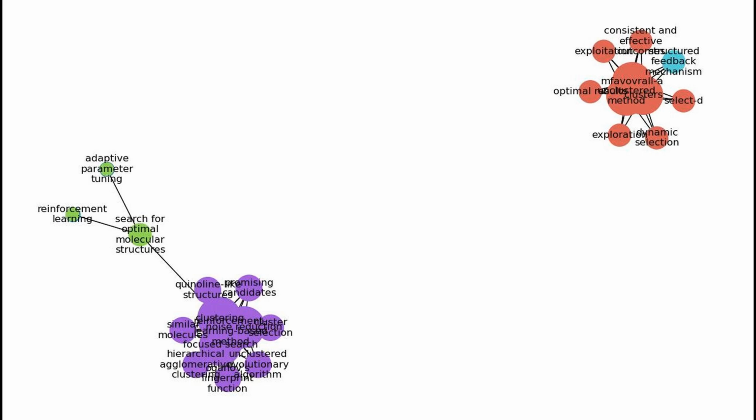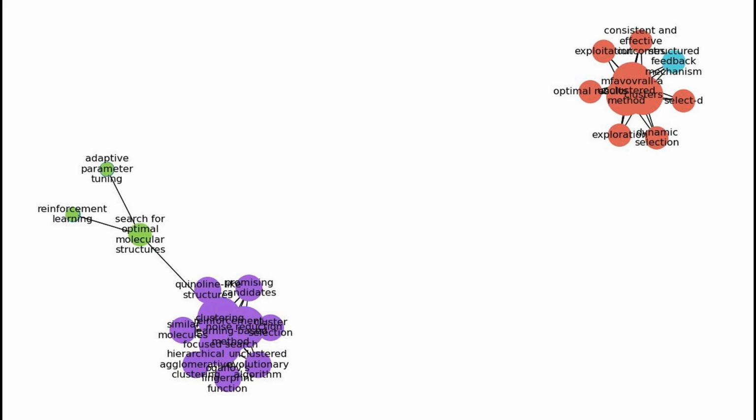Parameters like MFavOvrAll-A, which rewards clusters for producing the best structure overall, and Select-D, which penalizes over-selected clusters, created a system that balanced exploration and exploitation. This meant that while the algorithm could exploit successful clusters, it also ensured that other clusters had the opportunity to contribute, preventing stagnation in the search process.